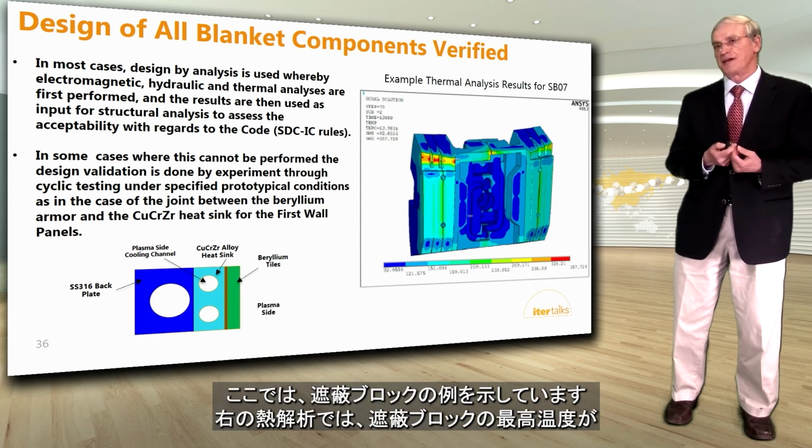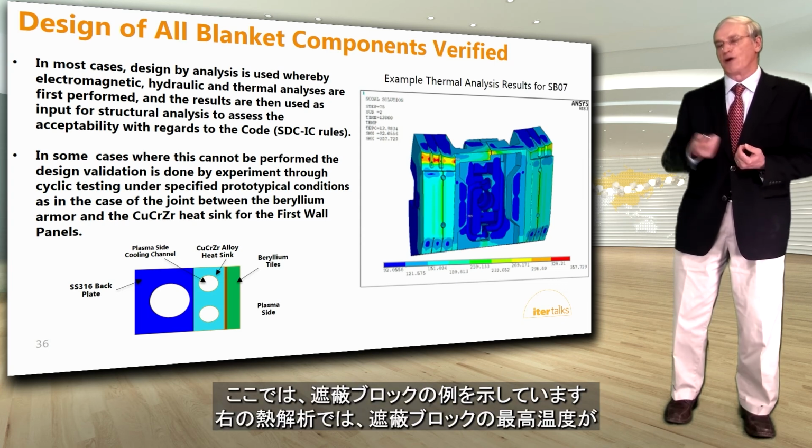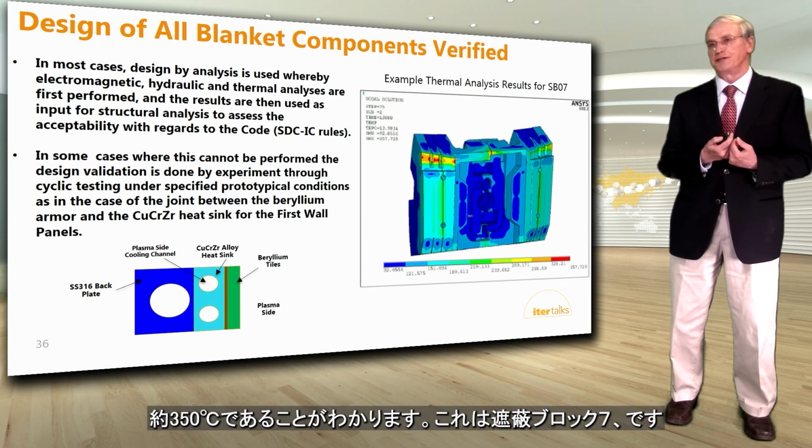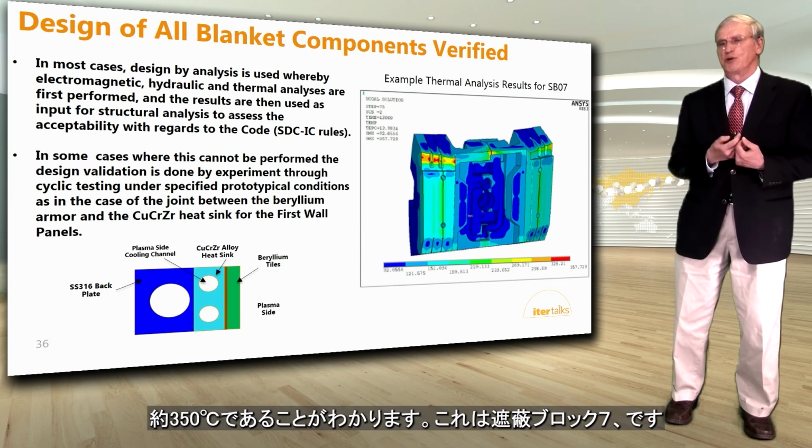Here you can see an example of a shield block on the right, thermal analysis, where you can see the maximum temperature is about 350 degrees C for the shield block in this case. This is shield block 7.